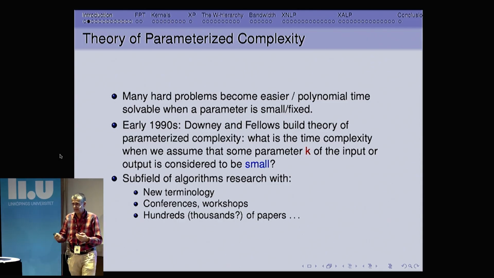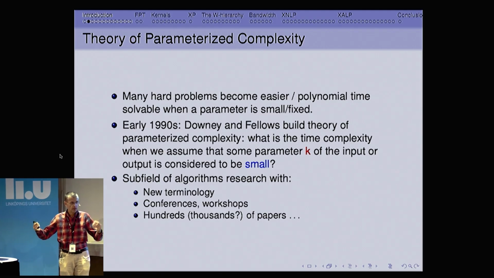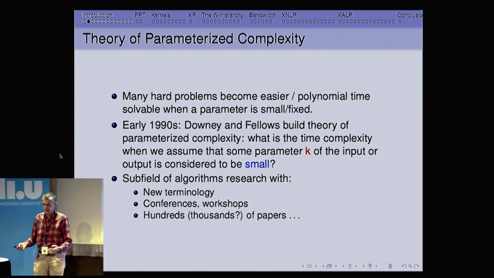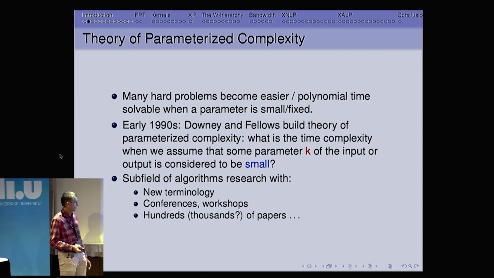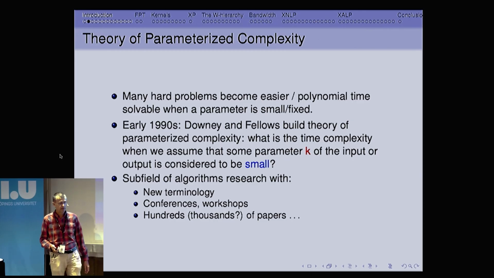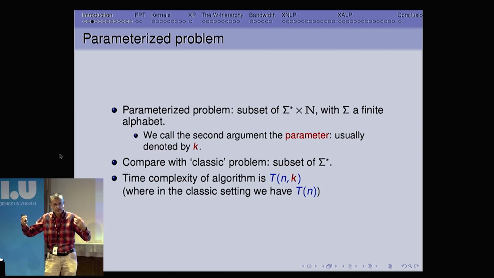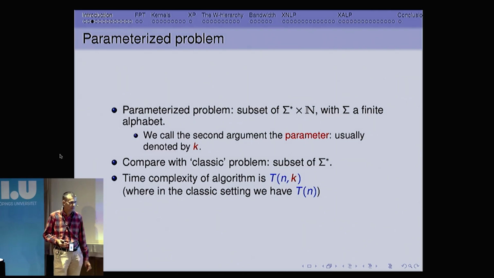So the whole question is: I have a computational problem. There is a parameter, and now I want to know, if this parameter is small, what is the time complexity of that problem? This field got new theory. They have their own lines of conferences. There are probably thousands of papers written in this field. So that's basically where I start and want to explain something.